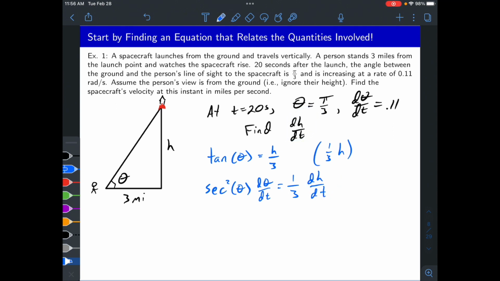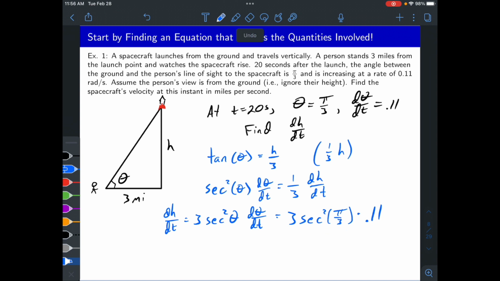So for dh/dt, we can just multiply through by 3 here and get that dh/dt is equal to 3 secant squared theta d theta/dt. And then plug in this information: 3 secant squared of pi thirds times d theta/dt, which is 0.11.